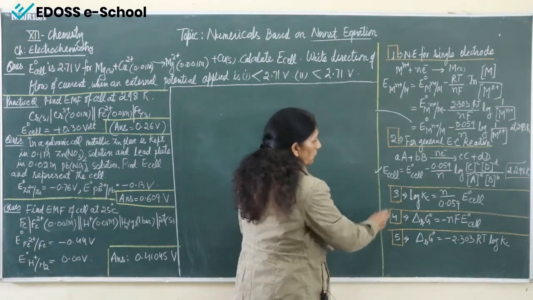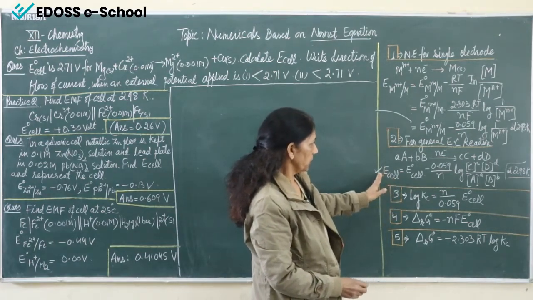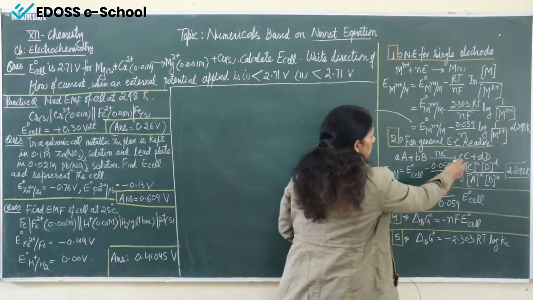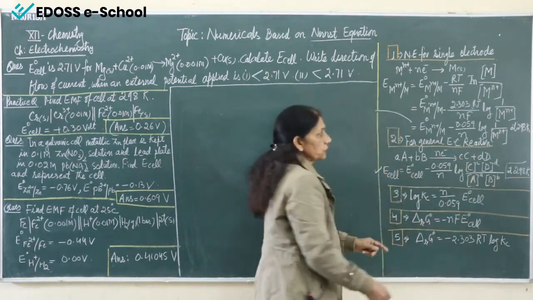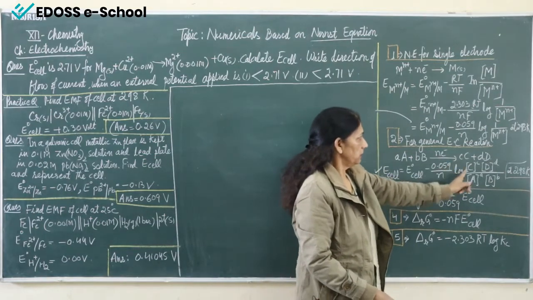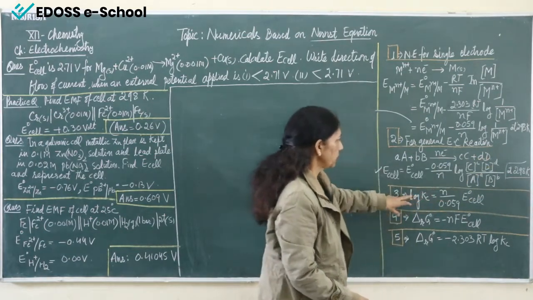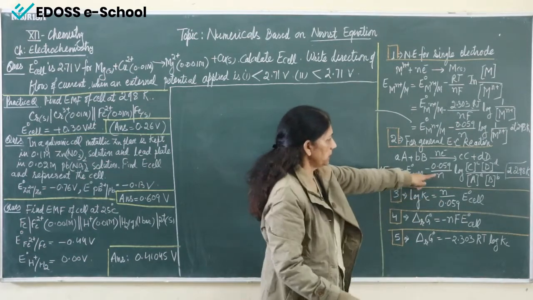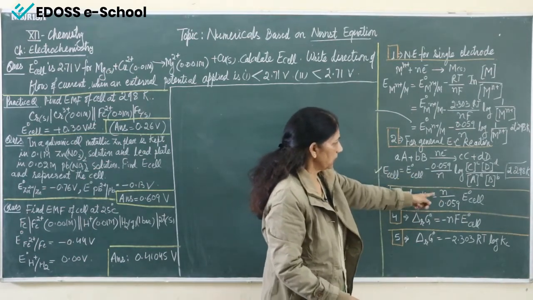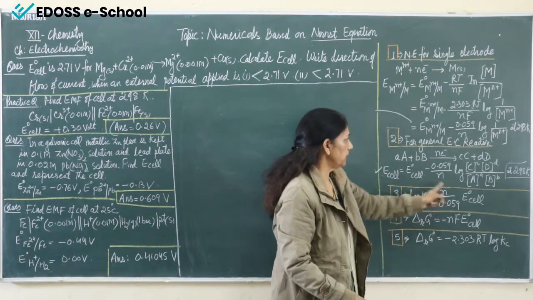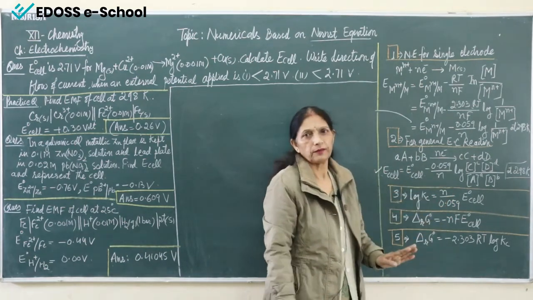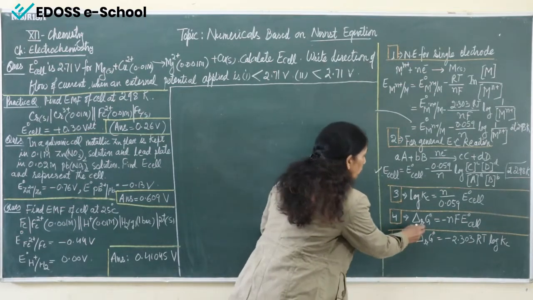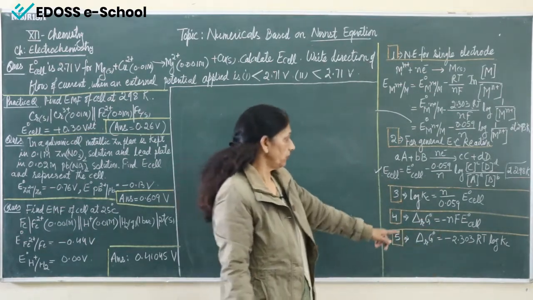This is for the cell and this is for the single electrode. Now the third formula. Suppose you want to find log Kc, which means the equilibrium constant. So log Kc is equal to n upon 0.059 and E naught of cell.